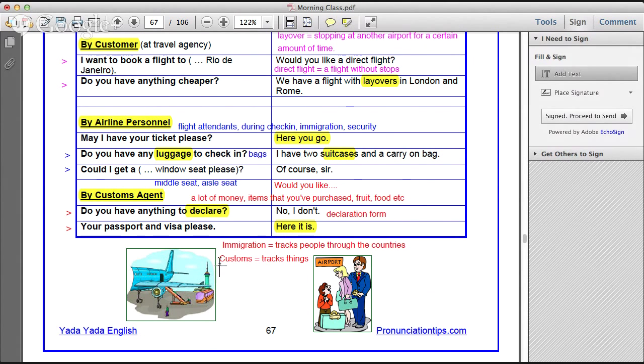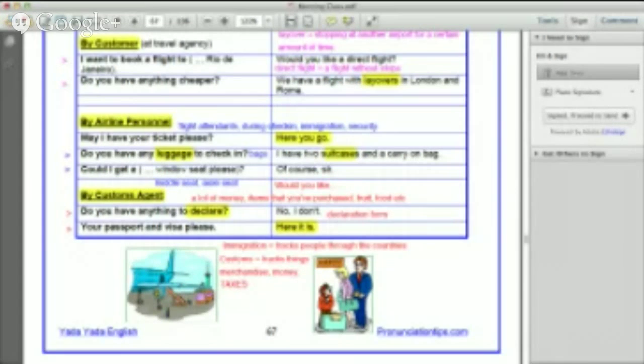Things such as merchandise, money, food, things like that. Customs has to do with taxes. They want to make sure that if you are bringing something into the country, the country is collecting the taxes on whatever you're bringing in. Also, they're checking to see if whatever you're bringing in is safe or healthy for the people that are there. That's why we have food and things like that, if you bring in certain types of food like fruit and whatnot.